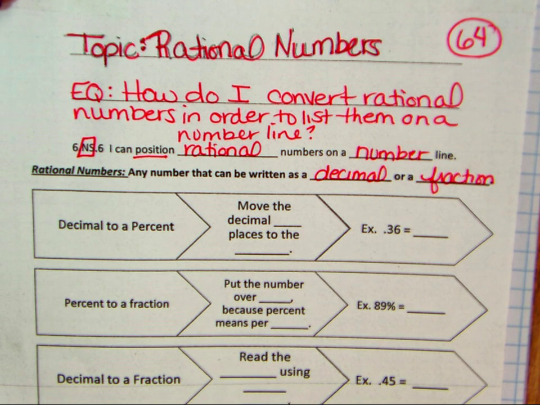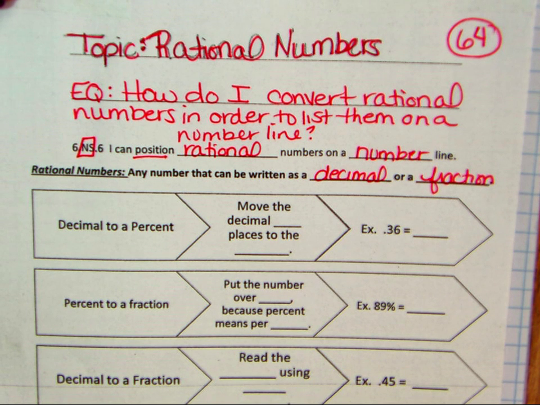So in order to do the next several types of problems, we are going to have to convert numbers between 3 different forms. You'll have to be able to take a decimal and turn it into a percent, or a percent and turn it into a decimal, or a decimal and turn it into a fraction, or a fraction and turn it into a percent, and go back and forth between any of those 3.